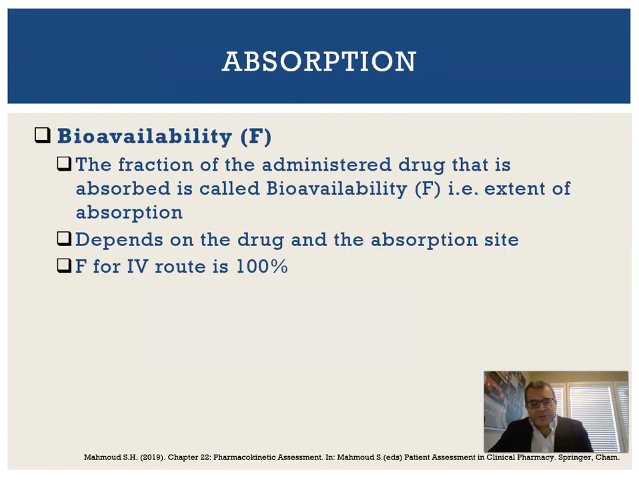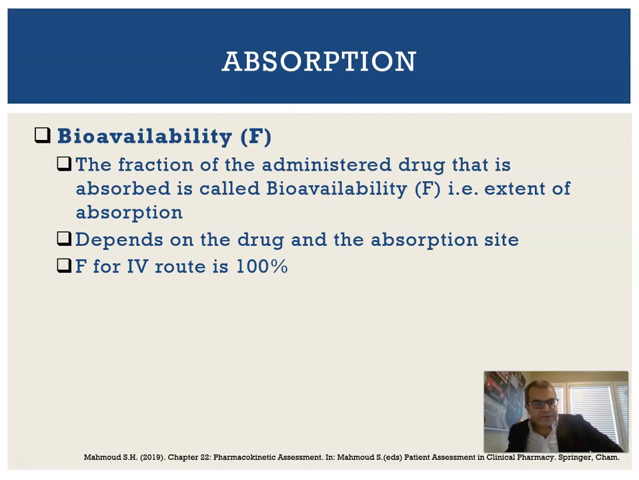So let's talk about absorption. Okay. So when the drug is administered by any route except the intravenous route, it needs to be absorbed to reach the bloodstream, right? The fraction of the administered drug that's absorbed is called the bioavailability, or F, the extent of absorption, okay? And this depends on the physicochemical characteristics of the drugs, and the absorption site as well, right? Some drugs are absorbed from the stomach, some drugs, if given orally, are absorbed from the intestine, right?